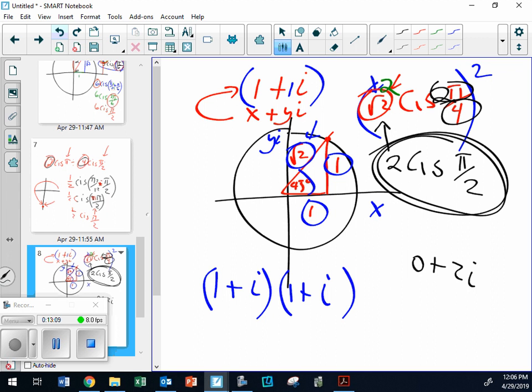Think about it. If you were going to graph this one, you'd go to pi/2, which is like up there, and then you'd have to have the r be 2. So we have the dot up there like before. It worked. 0 plus 2i is the same thing as that.